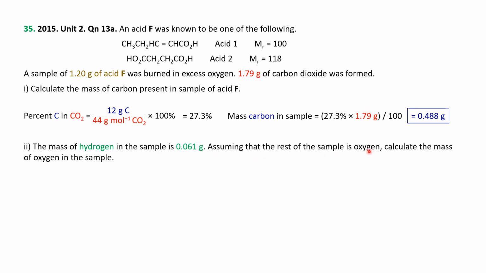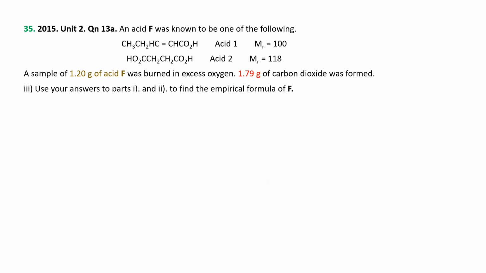Assuming the rest of the sample is oxygen, calculate the mass of oxygen in the sample, and not exactly an A-level question. The mass of oxygen is the 1.2 grams with which we started, minus the 0.488 grams of carbon that we calculated in part 1, minus 0.061 grams of hydrogen, or in other words, 0.651 grams of oxygen. So we have the grams of carbon, we have the grams of hydrogen, we have the grams of oxygen. Thus in part 3 we can get the empirical formula of F.